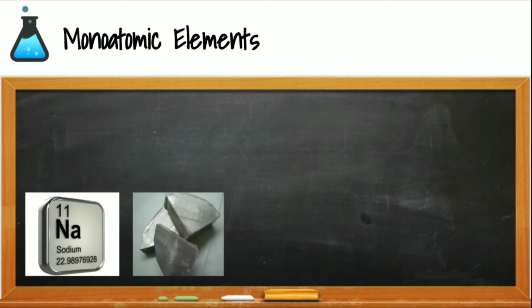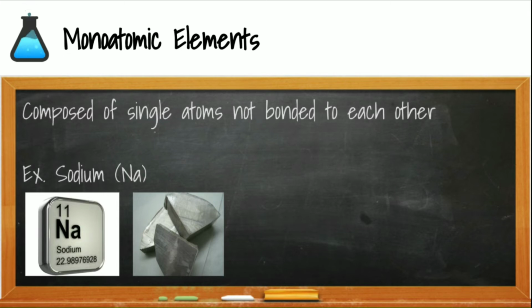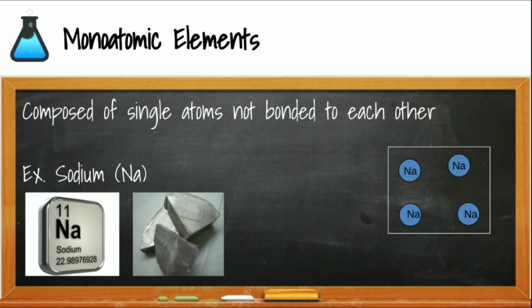There are 2 major types of elements. There are monoatomic elements, the prefix mono meaning 1, atomic meaning atom. So these elements have atoms that are not bonded together at all. Sodium is a good example. What you can see in this particle diagram to your right are these individual sodium atoms, and they're not bonded to anything.